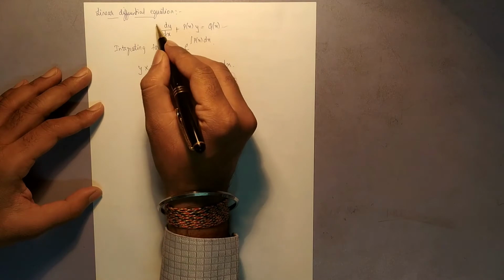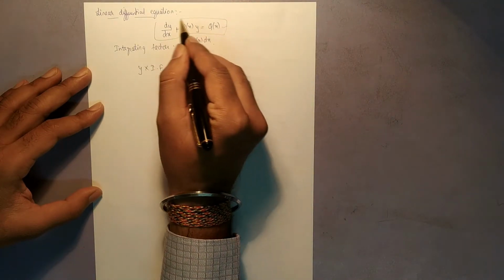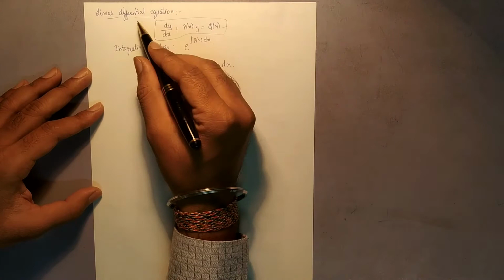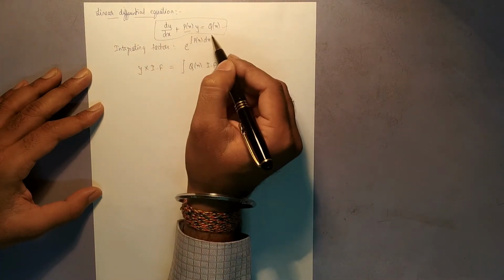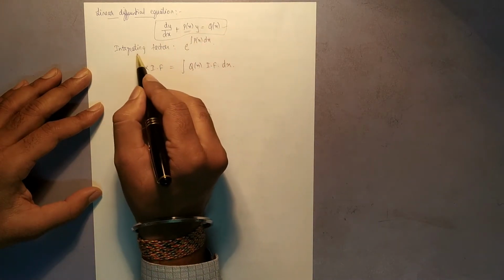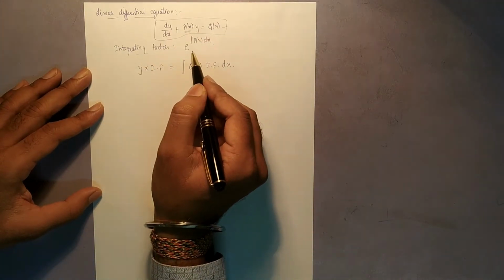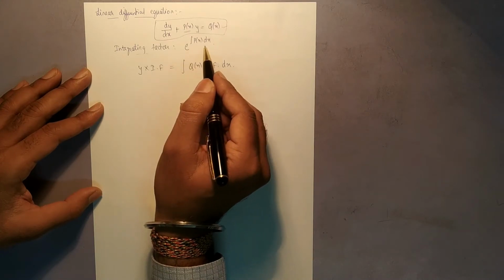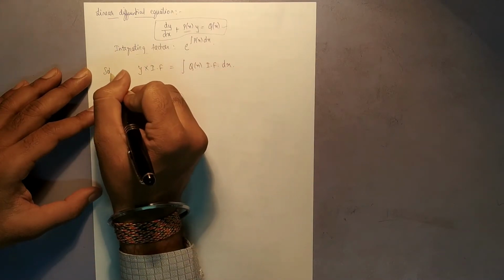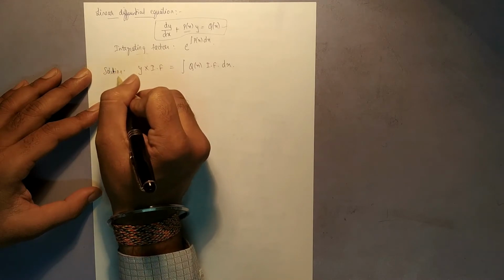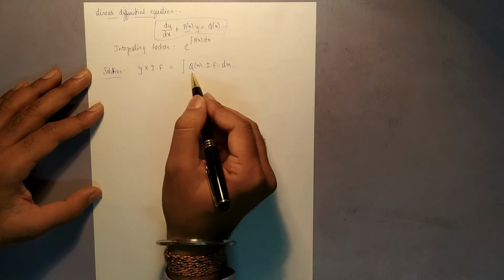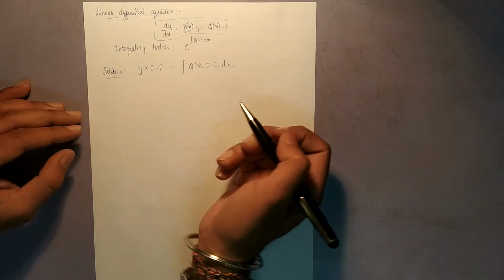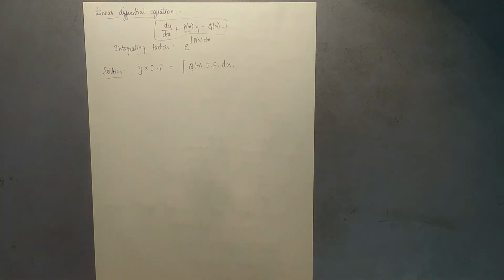So first of all, we have to convert any equation into this form to get the linear differential equation. From this we have to find p of x, and after finding p of x we have to find the integrating factor, and that is given by e raised to integration p of x dx. Then the solution of this differential equation is given as y into integrating factor is equal to integration of q of x into integrating factor dx. We will solve some examples to see how to solve a linear differential equation.